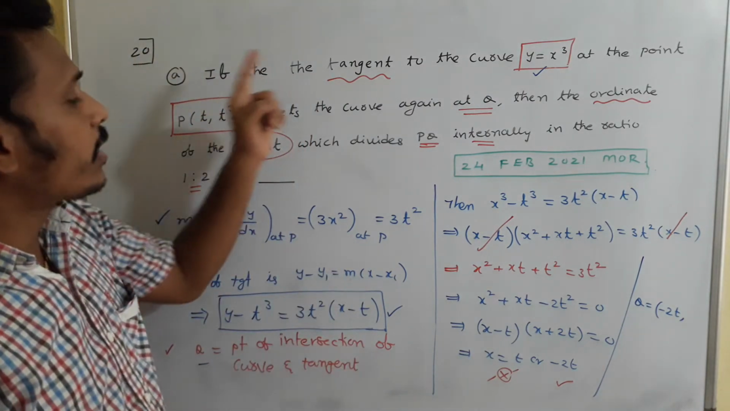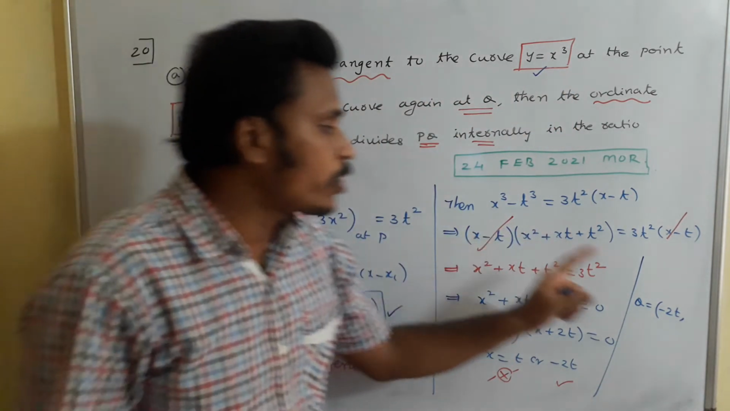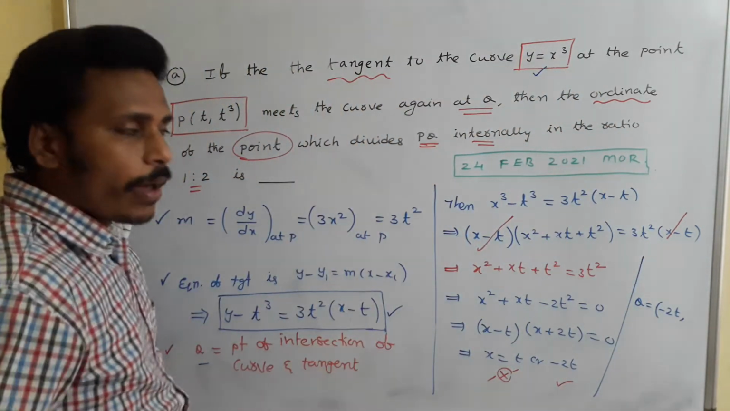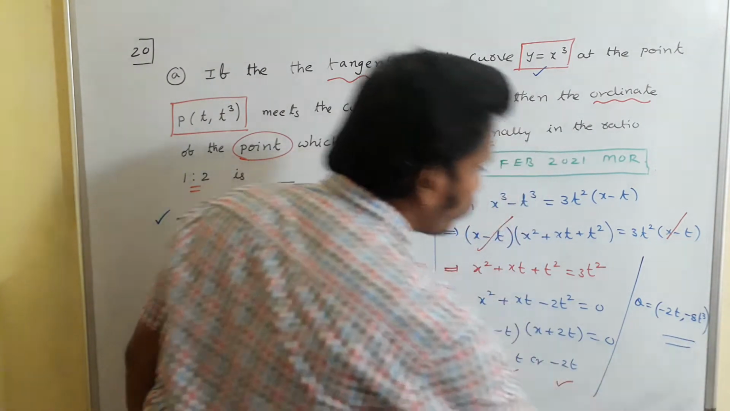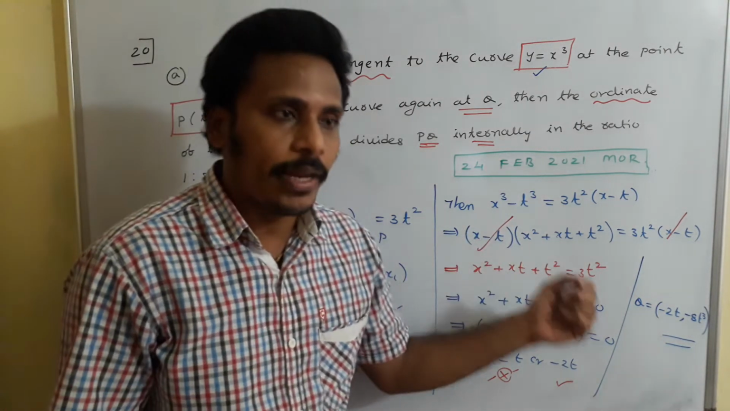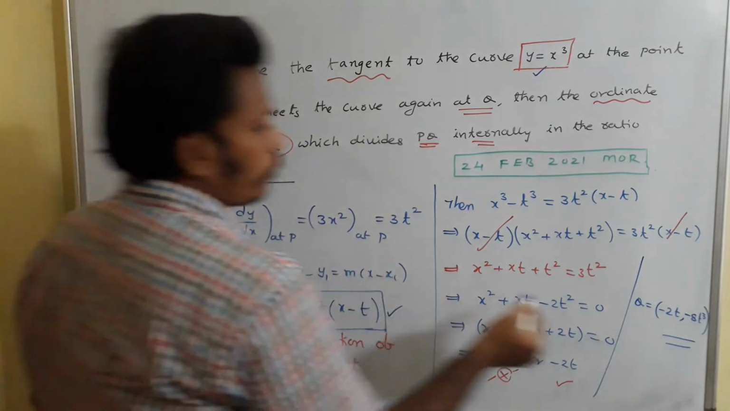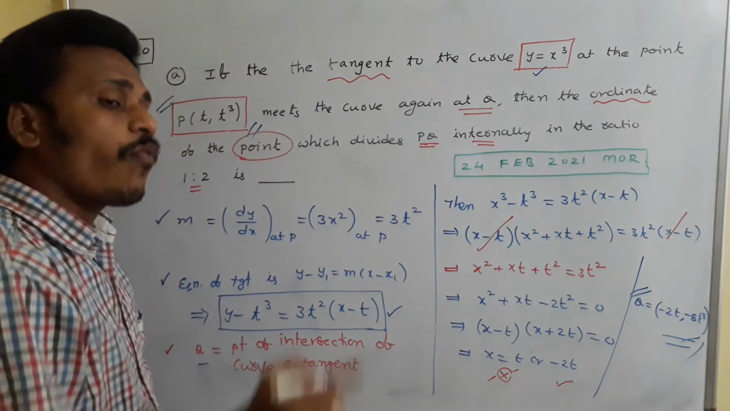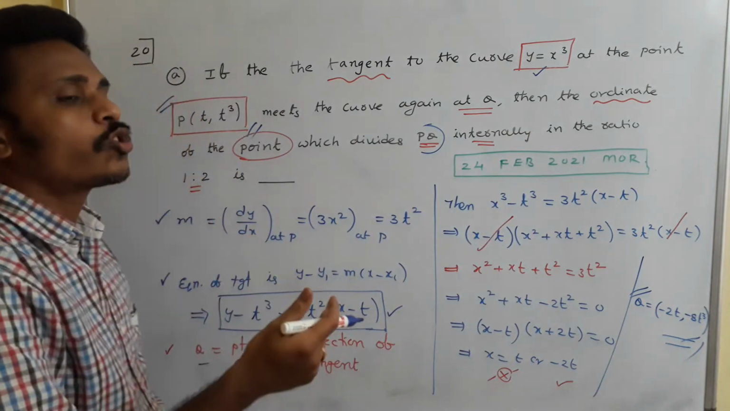Okay, just look at the problem. The tangent to the curve at the point again intersects the curve at q. That means q is also a point on the curve whose x coordinate is minus 2t. If you replace x with minus 2t, you will get the y coordinate value as minus 8t cube. So minus 2t comma minus 8t cube is a point on the curve, q. So finally we have 2 points p and q. Now the question is about identifying the ordinate of another point which divides PQ internally in the ratio 1:2.